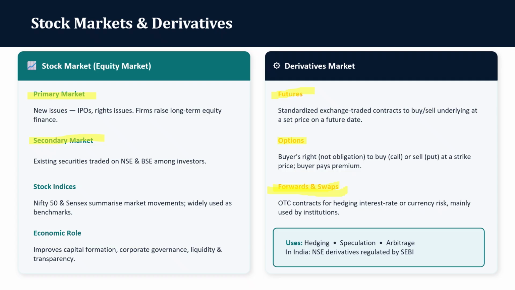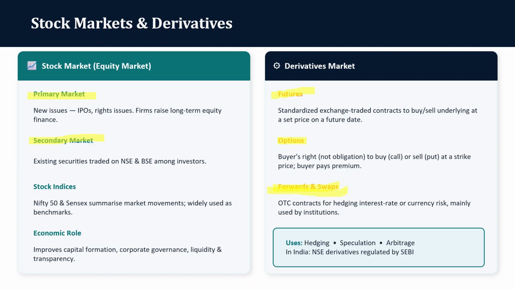Now let us come to options. An option gives the buyer the right, but not the obligation, to buy or sell the underlying asset at a pre-specified price, also known as the strike price, on or before a certain date, in return for paying a certain premium.